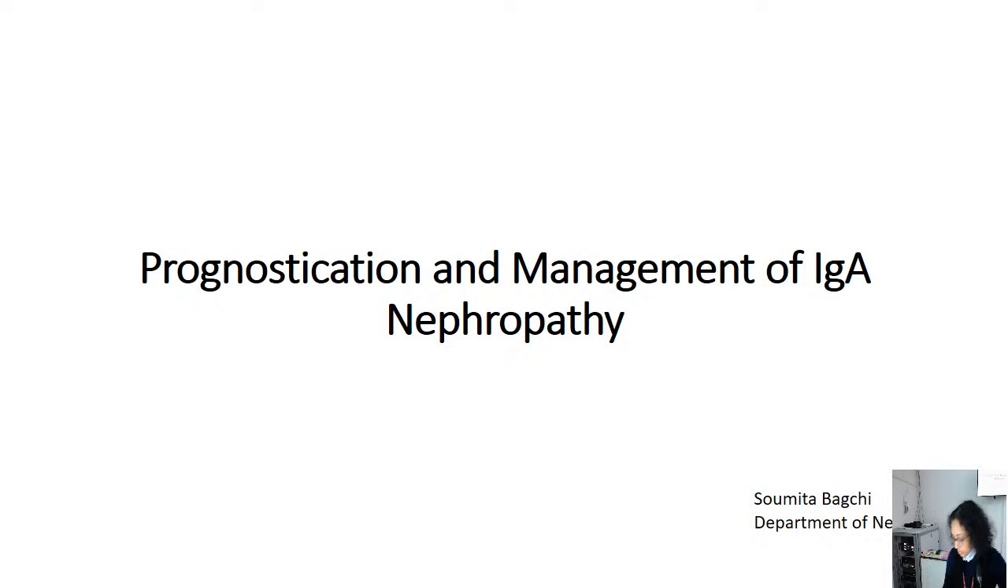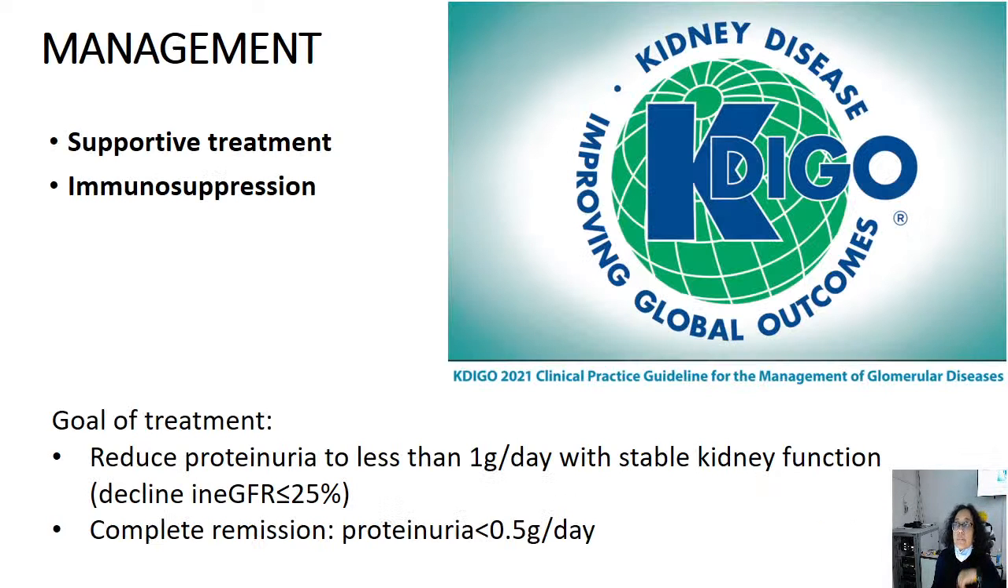So coming to the prognostication and management of IgA nephropathy, basically it's classified into supportive treatment and immunosuppression. The goal of treatment is to reduce proteinuria to less than 1 gram per day with a stable kidney function, with a complete remission being defined as proteinuria of less than 0.5 gram per day.